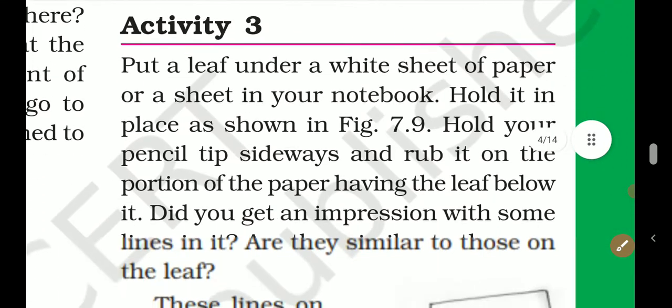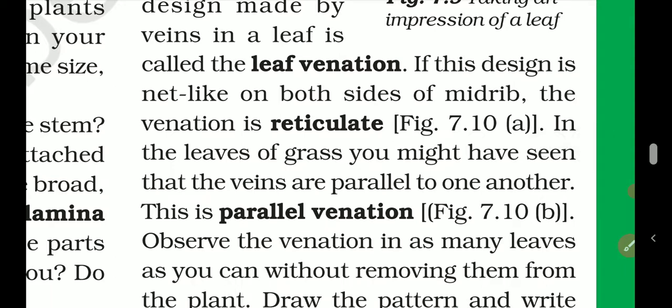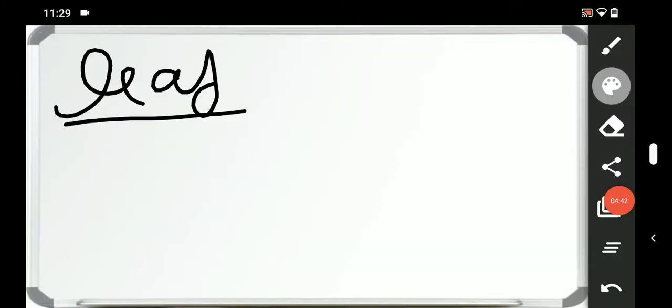Now the next thing is that leaves are divided into two types, reticulate and parallel venation. So this I will tell you on the whiteboard. So let's go to the whiteboard, on which I will explain the two types of veins. First is reticulate and second is parallel venation. First I am going to explain what is reticulate and then I will tell you parallel venation.